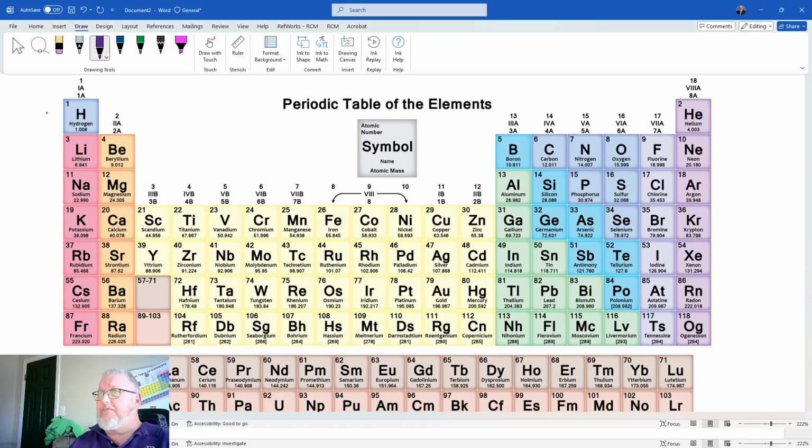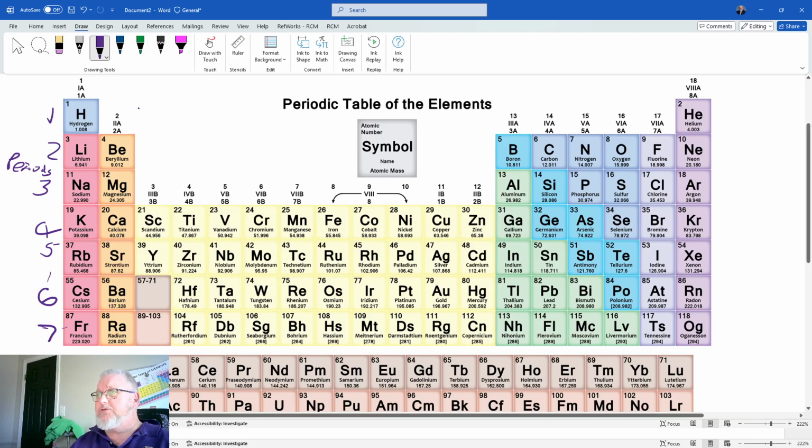Let's see. So I've got one, two, three, four, five, six, seven rows. What do we call these rows? Of course, these are periods. Periods. We'll try out a new tool over here. All right. So I've got one, two, three, four. I've got 18 groups. 1, 2, 3, 4, 5, 6, 7, 8, 9, 10, 11, 12, 18, well, columns.